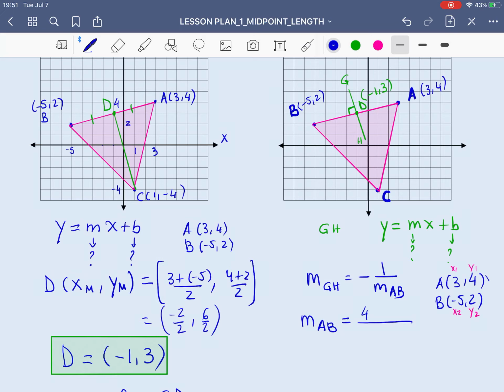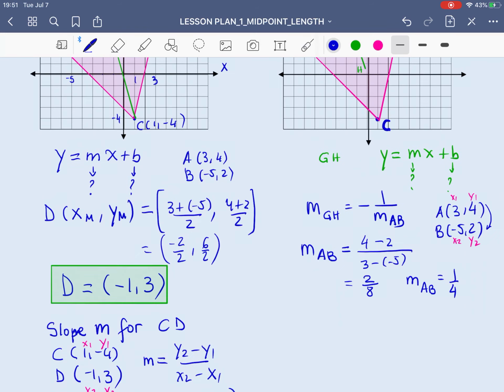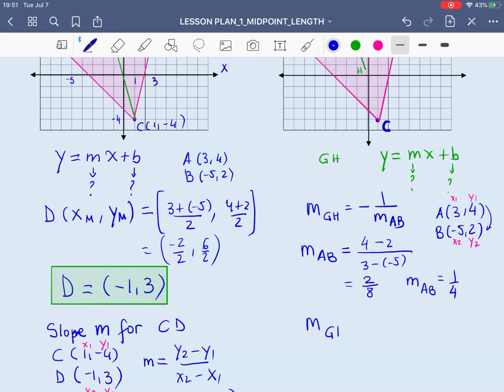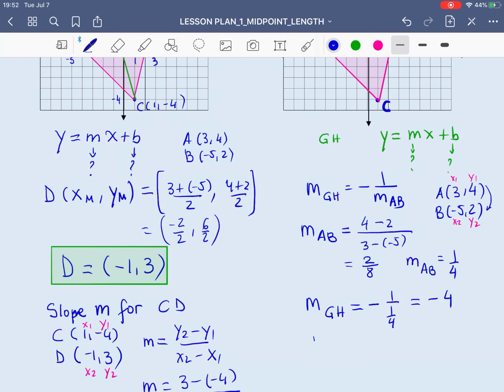So I'll go y1 minus y2, so I'm going to subtract this way around. So 4 minus 2 over 3 minus -5. That gives a slope of +2 over 8. So it seems that the slope of AB is 1 over 4. So that will make the slope of GH, which is the negative reciprocal of AB, -1 over 1/4, or even better, -4. I'm very happy with this slope. It's quite a nice number. And we're going to say slope of GH, we got you.